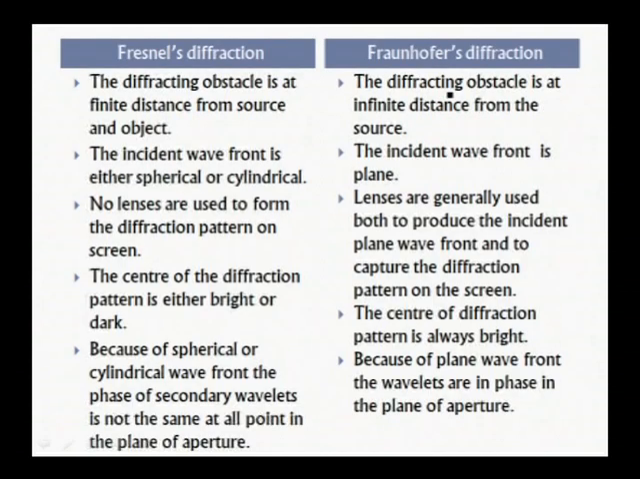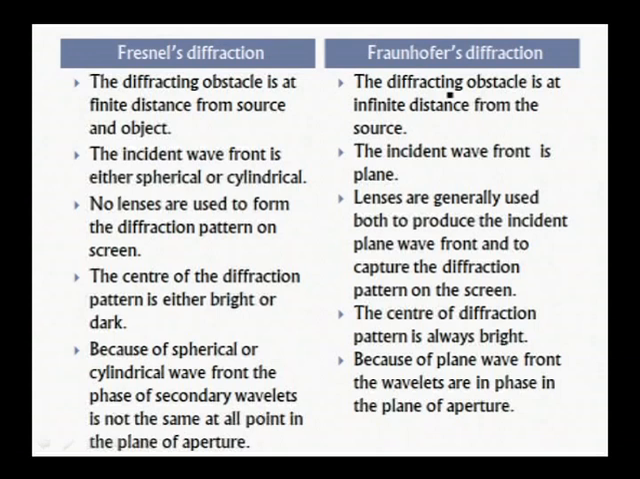Now what is the further difference between the two? In case of the Fresnel diffraction, the diffracting obstacle is at a finite distance from the source and the object, whereas in case of Fraunhofer diffraction, the diffracting obstacle is at an infinite distance from the source. So this is the difference. And second is the incident wave, the light falling on the obstacle. Either it could be a spherical wave or it could be a cylindrical wave.